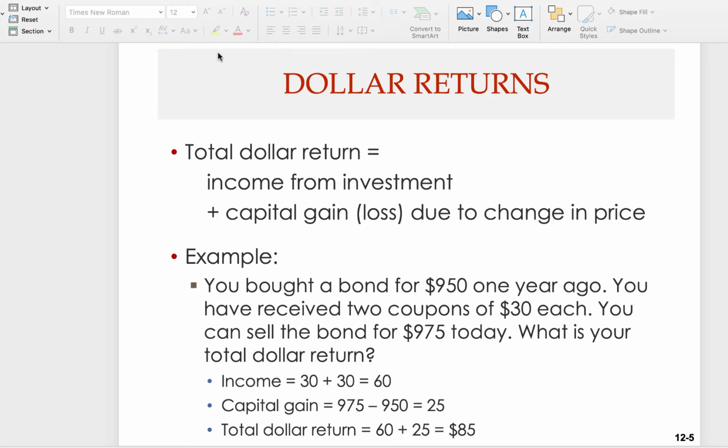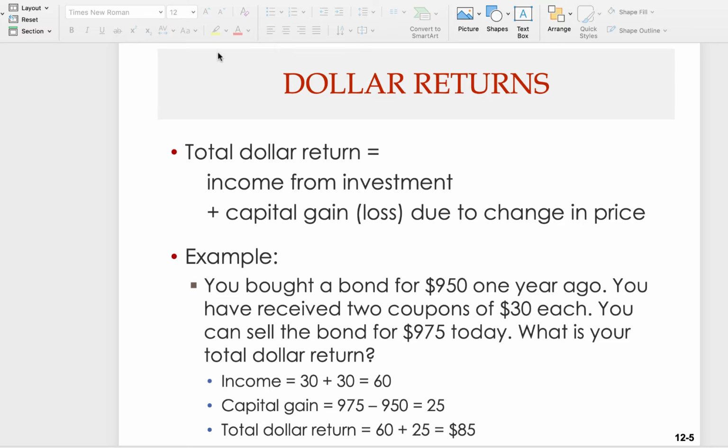Okay, what do we mean by price change? Well, we're either talking about a capital gain or capital loss, meaning we buy a stock or a bond at $10. Over time, the price of that bond or that stock is going to hopefully go up, but it also could go down. So when we're talking about capital gain or capital loss, we're talking about the change in price from when we bought it till now, or some time in the future.